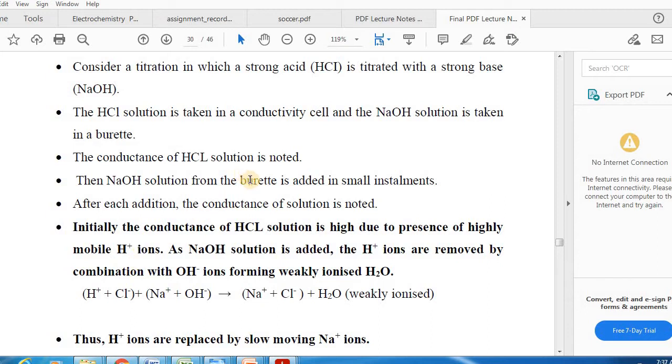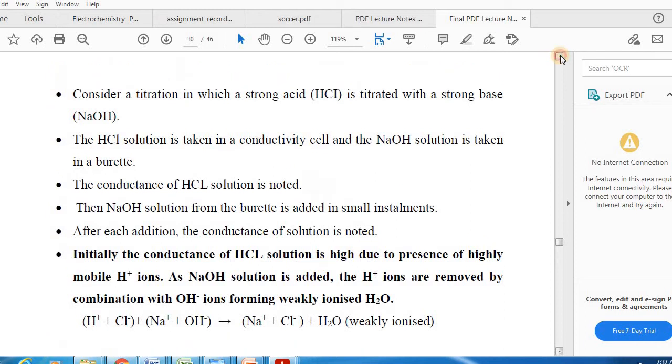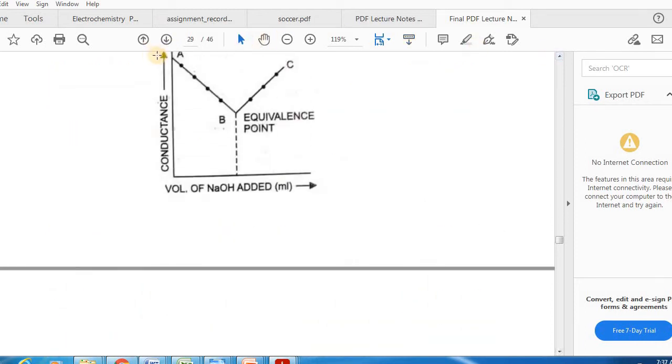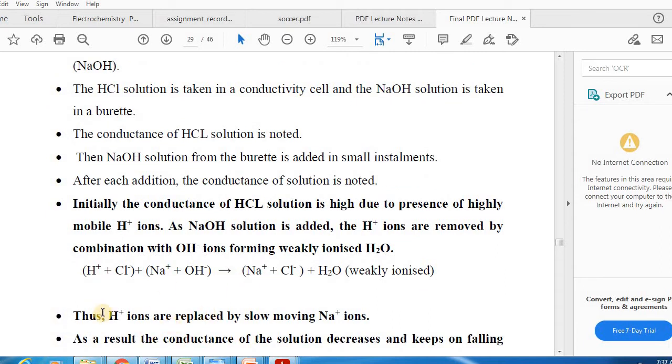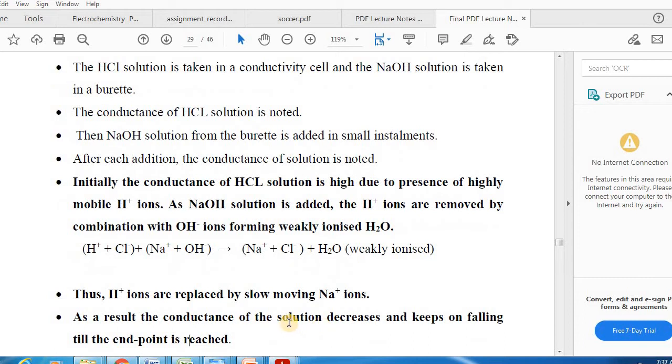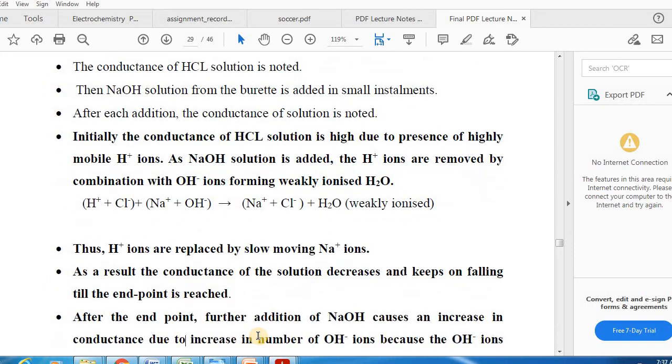That's why we are getting a straight line moving down, as you have already seen in the figure. Initially conductance is very high. As NaOH is added, the conductance goes down because of replacement of H+ ions by slow moving Na+ ions. As a result, the conductance of the solution decreases and keeps on falling till the end point is reached. After the end point, further addition of NaOH causes an increase in conductance.